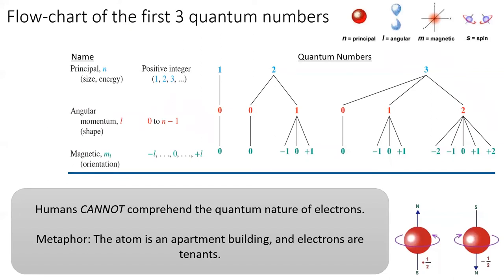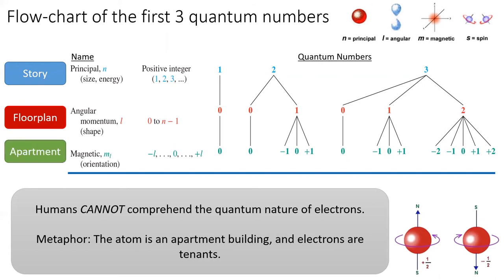Now, it is a fact that quantum mechanics is unlike anything you've ever experienced in your human world. So on the next few slides, I'll walk through a metaphor where we think of an atom as a tall apartment building, and the electrons are tenants looking for a place to live. In this metaphor, the principal quantum number will be the story or level of the apartment. The angular momentum will describe the floor plan or the shape of the apartment. The magnetic quantum number will specify which specific apartment is being occupied. Lastly, since each apartment fits 2 electrons, the spin number describes whether the electrons get the top bunk or the bottom bunk.